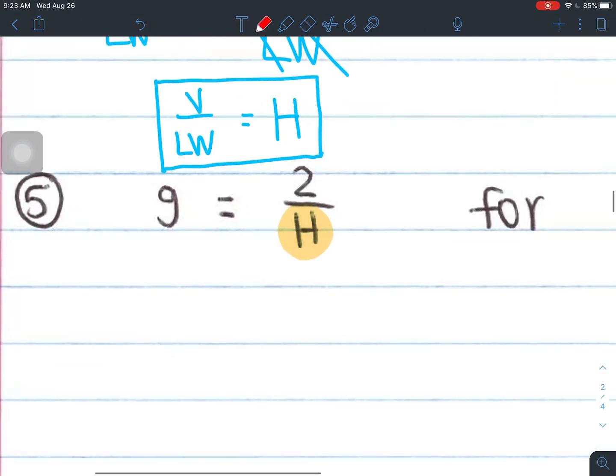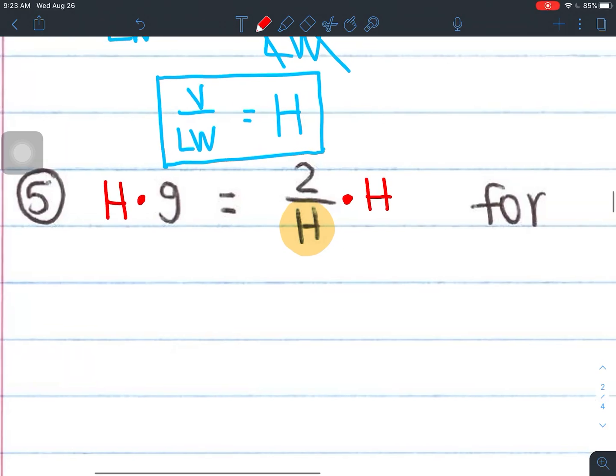So to get rid of that H in the bottom, I'm going to multiply by H. So it's being divided by H, so I'm going to multiply it. And the reason why I'm doing this is I'm trying to get rid of the fraction, okay? So I'm going to multiply this by H. Because the 2 is being divided by H, I can undo this fraction by multiplying it by H. But if I'm going to multiply by H on one side, I have to multiply by H on the other side. Okay? Now H divided by H on this side will cancel because you're dividing it.